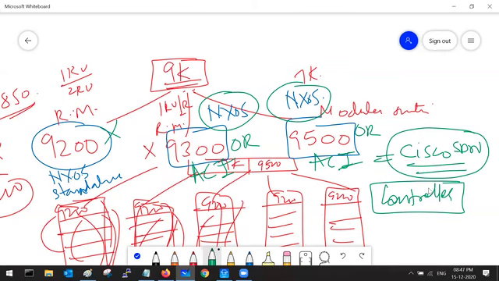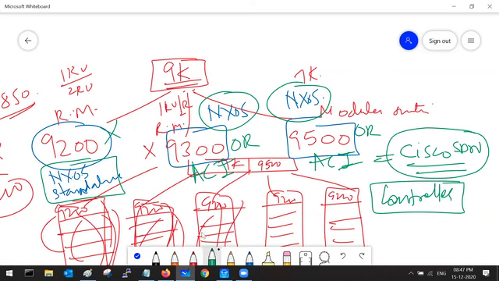That's right. So you can either set your boot variable to Nexus OS, or you can set your boot variable to ACI. It cannot run in both the modes at the same time. Is this clear to everyone, guys? All right, so that's 9200 switch, which supports only NX OS.